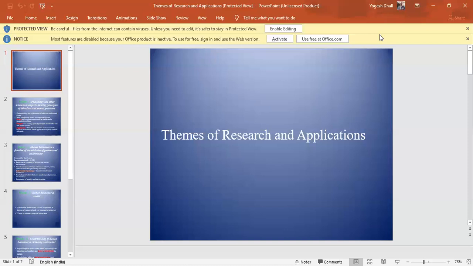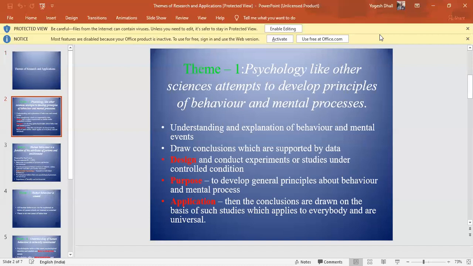What are those themes on which psychologists work? In your book, 5 themes are given. We'll discuss them one by one. So, first theme is psychology, like other sciences, attempts to develop principles of behavior and mental processes.